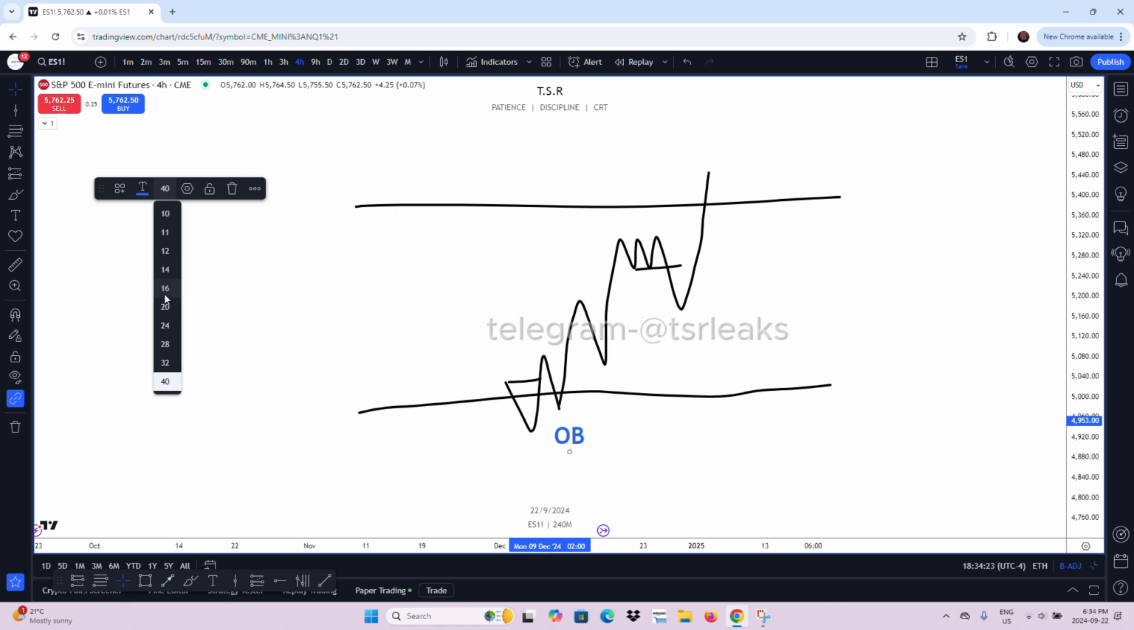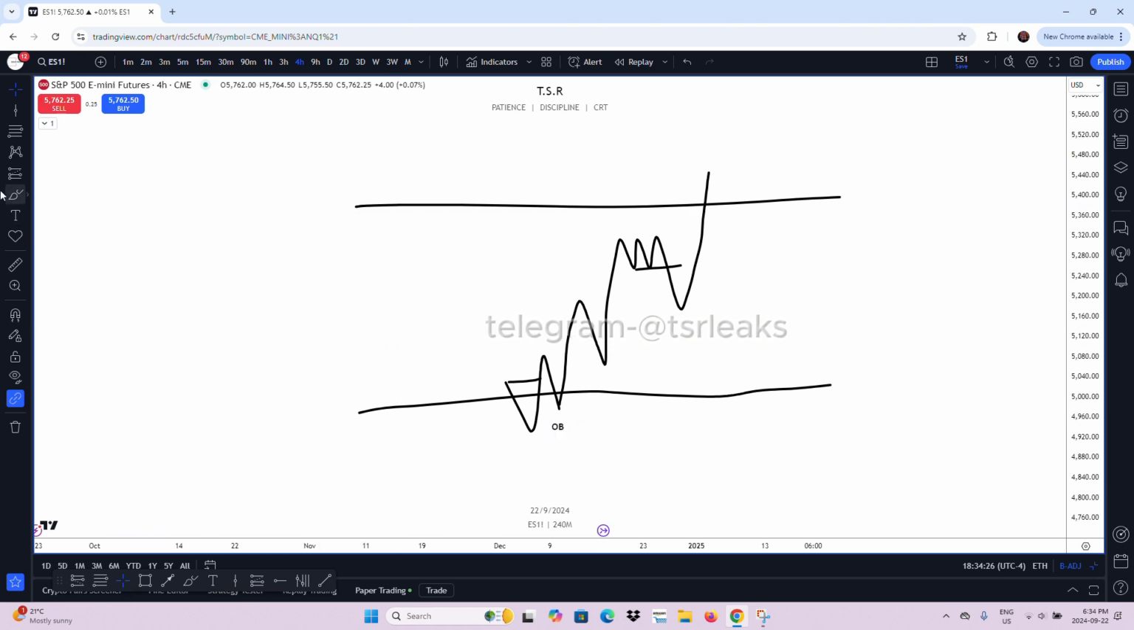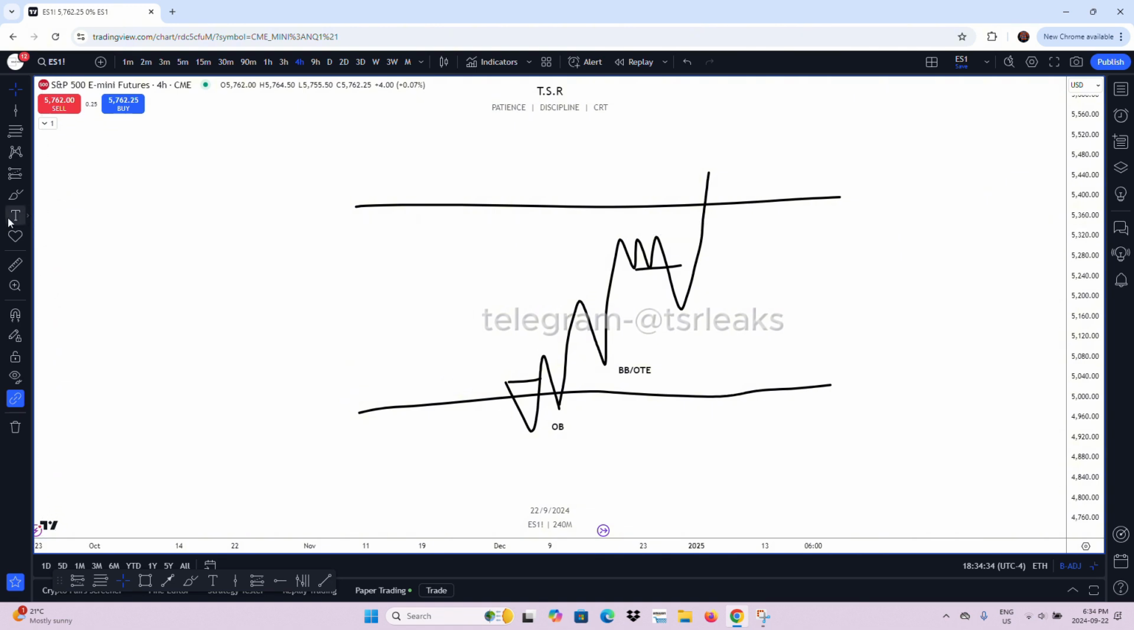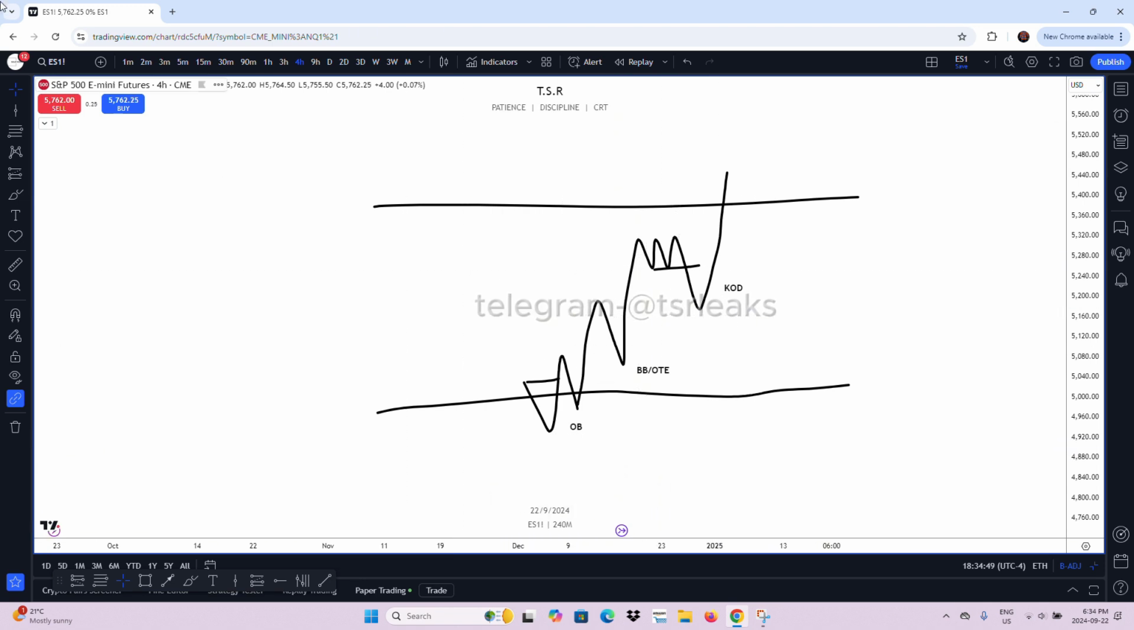Let me just make this smaller. We have the OB. We have the breaker block or OTE. Sometimes it can be both. And then we have the kiss of death, the KOD. There are 3 sequences within the sequence, of course. There are 3 different things to be looking for. Firstly, this, of course, is going to be the CRT high and CRT low. And this pattern will form all the time. You will always see this form. Okay?